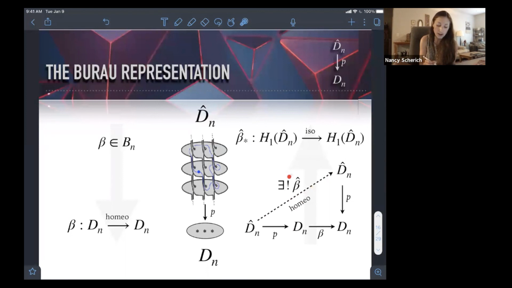So now you have this new homeomorphism that is the lift of this map down here, that is a homeomorphism of the covering space back to itself, from D hat to itself.